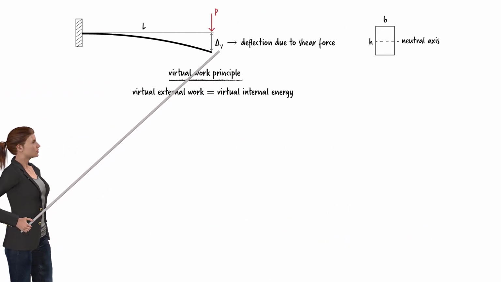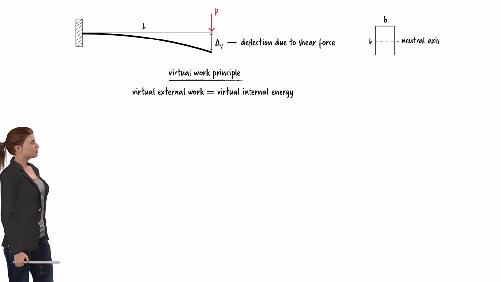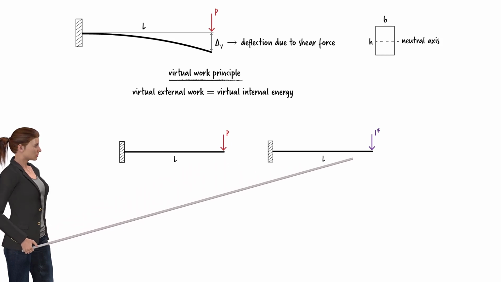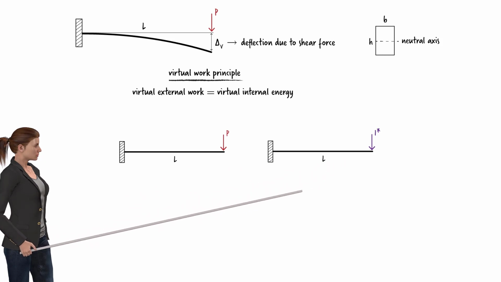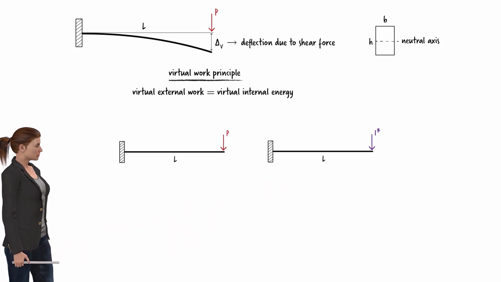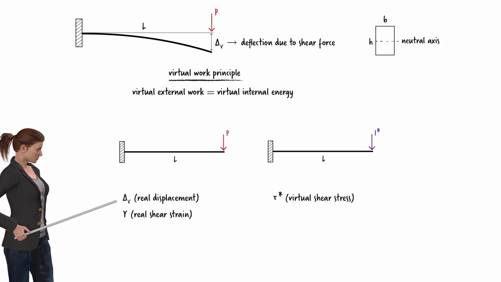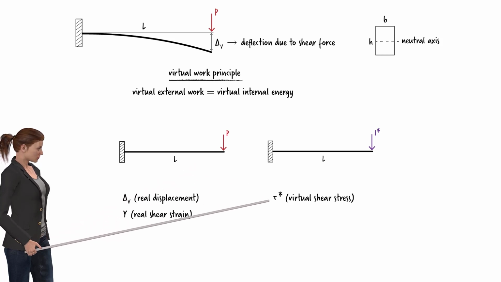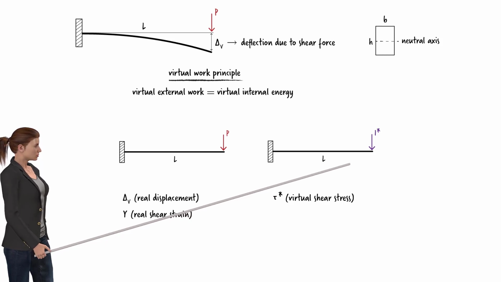To determine delta V using the virtual work method, we need to analyze the beam twice. We need to analyze the beam under the applied load, and we need to analyze it under a virtual unit load placed at the free end of the beam, where the deflection is to be determined. Delta V, the real displacement of the beam under the applied load, and gamma, the shear strain of a typical infinitesimal beam element, are associated with this loading scenario. Tau star, the shear stress in the infinitesimal element due to the virtual unit load, is obtained from this loading scenario.